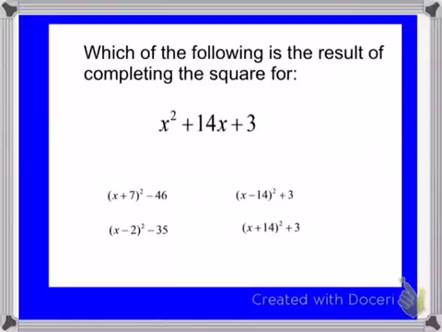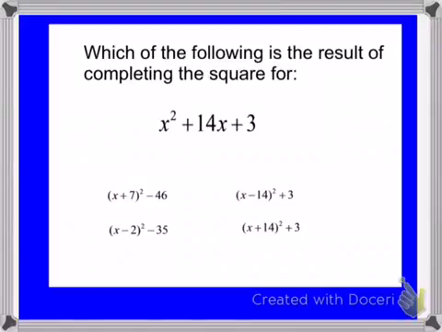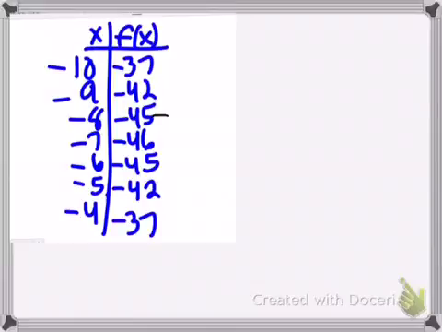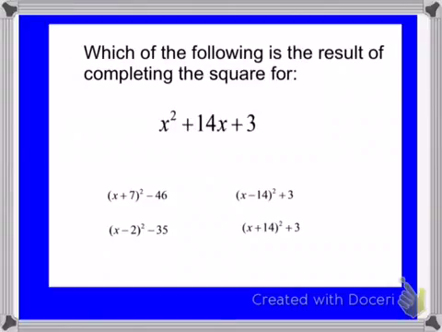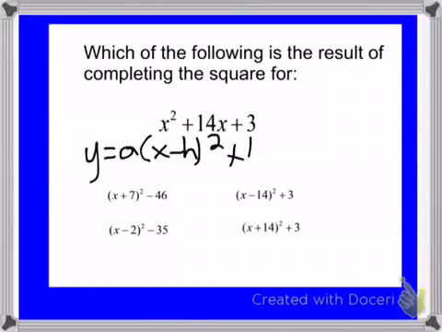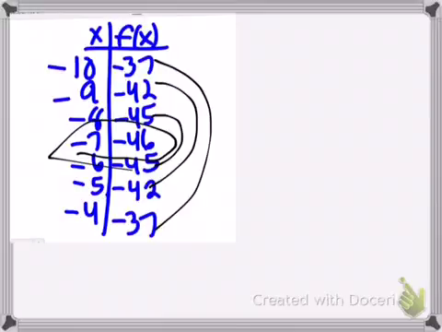Alright, here, which of the following is a result of completing the square? So right here, we're going to use a graph and just a table. So we're going to find our vertex for this. So right here, we see it's the same, negative 45, negative 42, negative 37. So we know our vertex is negative 7, negative 46. But we know the h value is going to change its sign in our equation. So instead of being negative 7, it's going to look like a plus 7 in there, but it's still a negative 7 because the formula changes the sign.